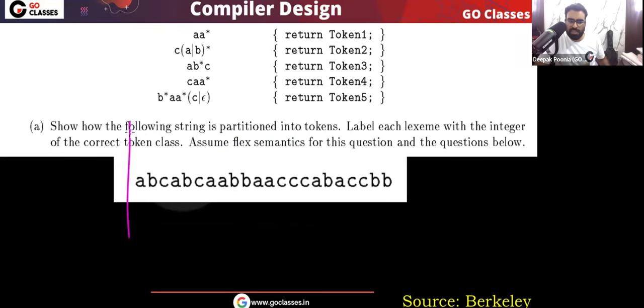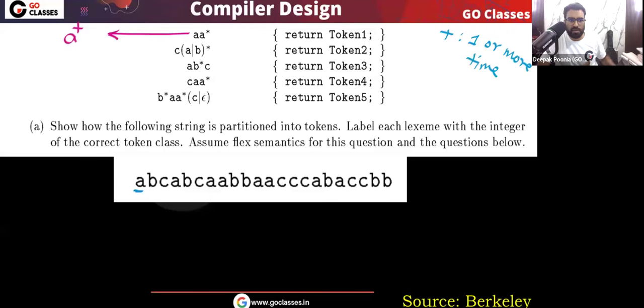We will read this input string from left to right, character by character. Let's read the first symbol A. First, you understand all these regular expressions so that you can solve this question very quickly. This is A star, meaning at least one A. I can also write it as A plus. Plus means one or more times.